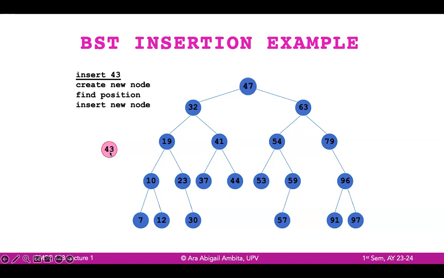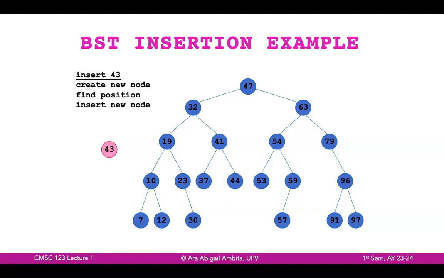Now we must find the position. So we start with the root. 43 is less than 47. That means that we have to go left. Now we are at 32. Compare again. 43 is greater than 32. That means that we are going right. Now we are at 41. Compare again. 43 is greater than 41. That means that we are going right.